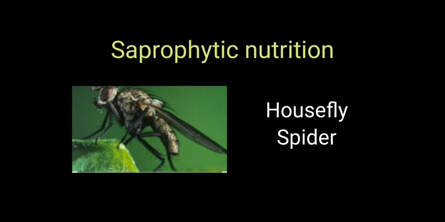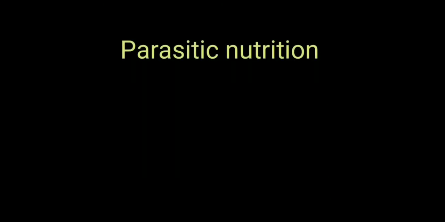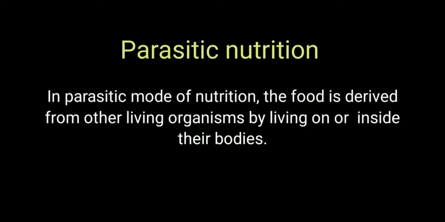The last type of nutrition is the parasitic nutrition. In this mode, the food is derived from other living organisms by living either inside it or on the body of the organism.